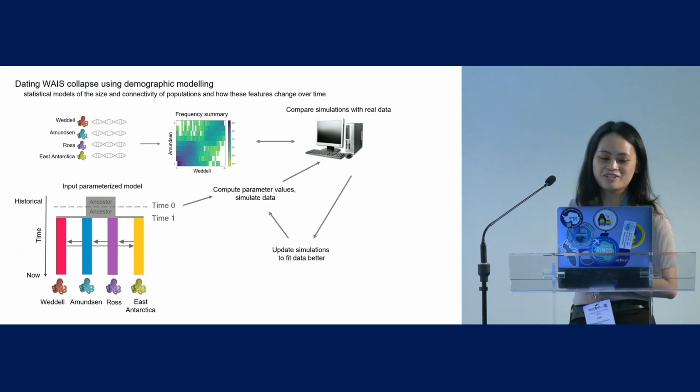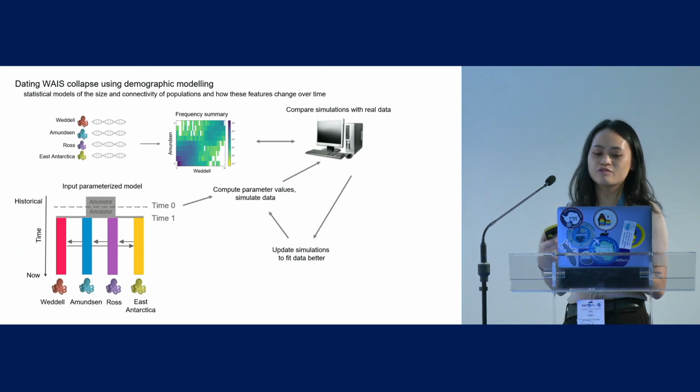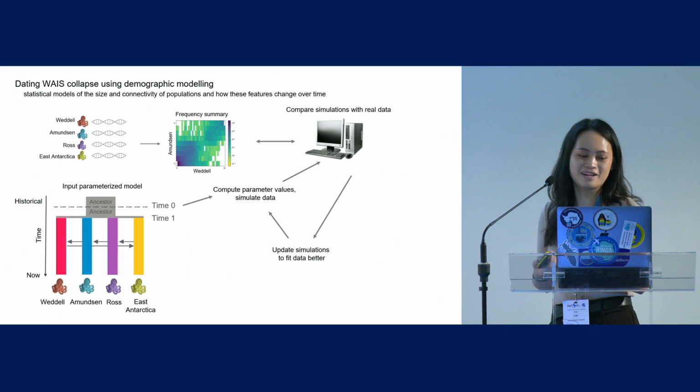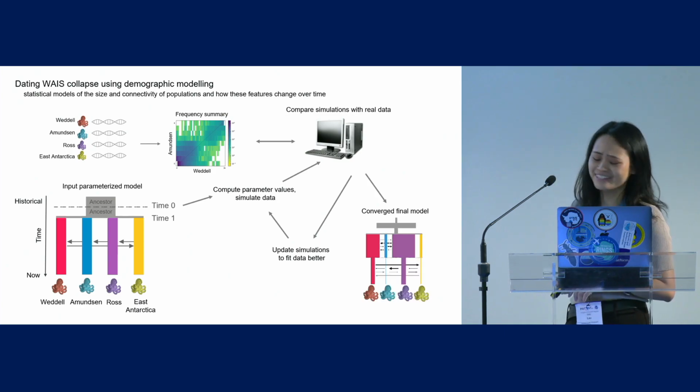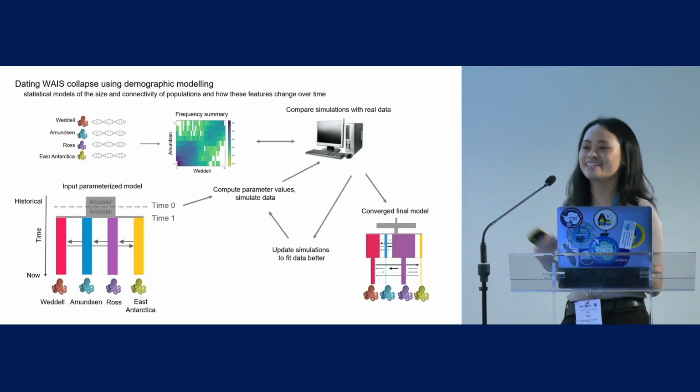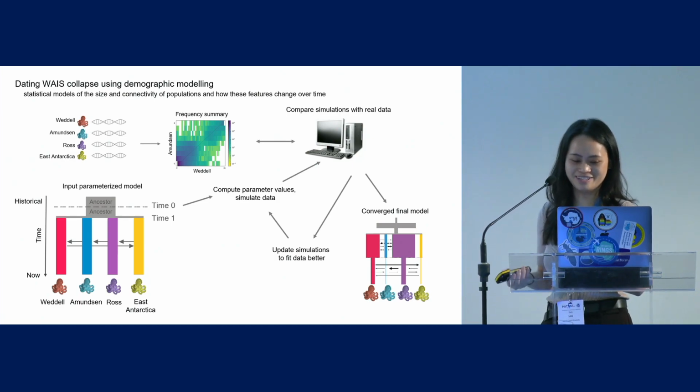And after specifying the model, the program compares the simulation to the real data. We loop this millions of times with many different models to see which model scenario explains the genetic data better than the others. And after 4 years, I'll end up having a converged final model that explains my real genetic data, and it can tell me if the West Antarctic ice sheet collapsed in the past or not.